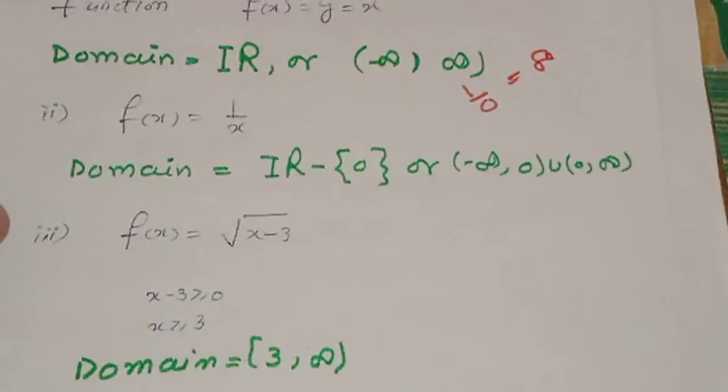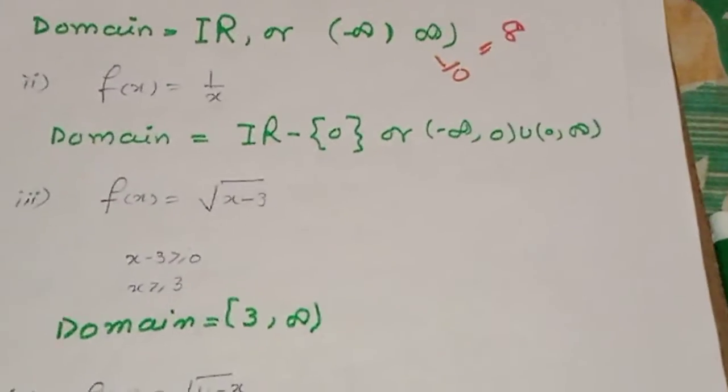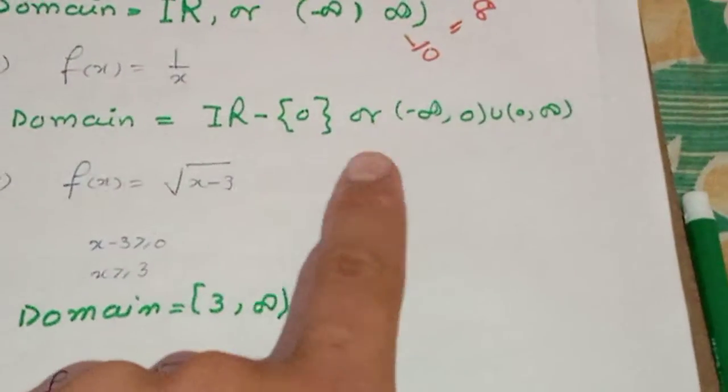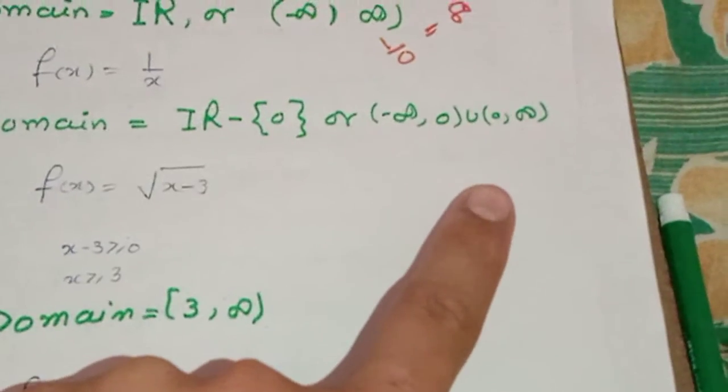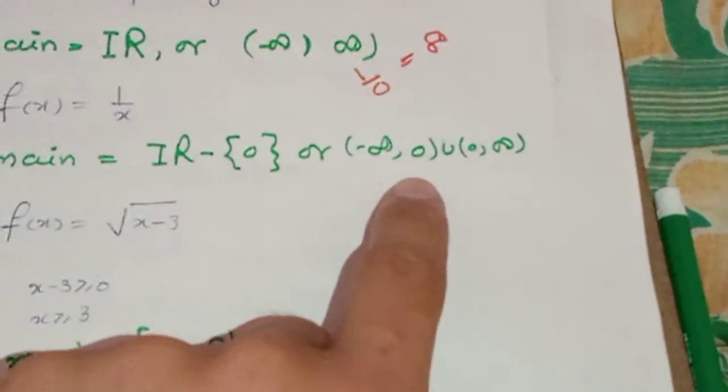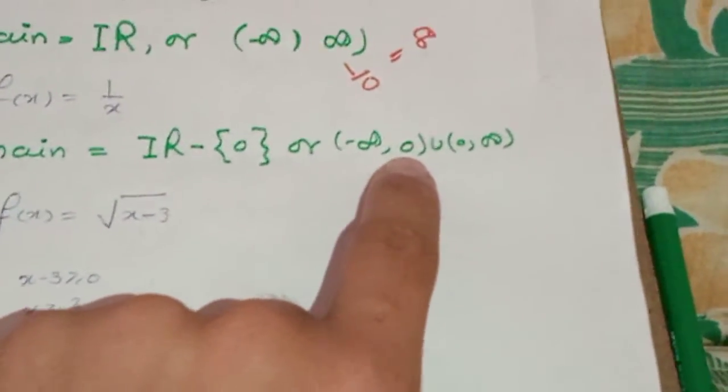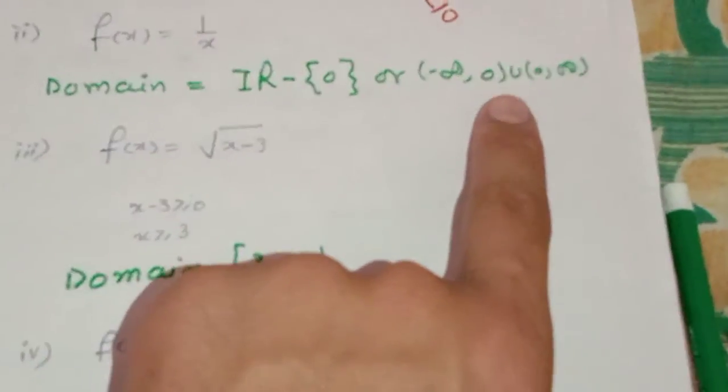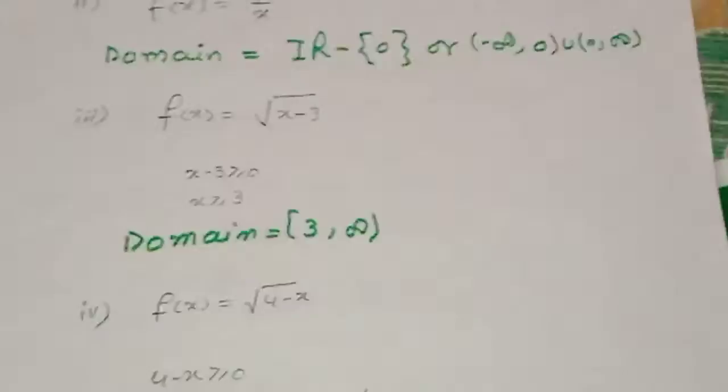So the domain of this function is all real numbers except 0, from minus infinity up to 0 union 0 up to infinity. This is an open interval, so the end values are not included. So this is the domain of this function.